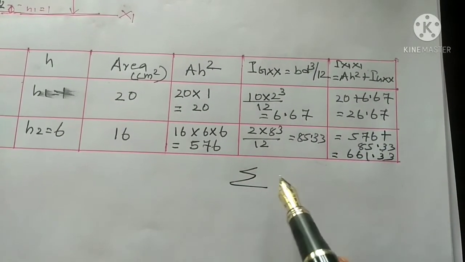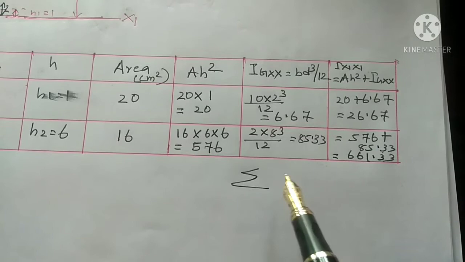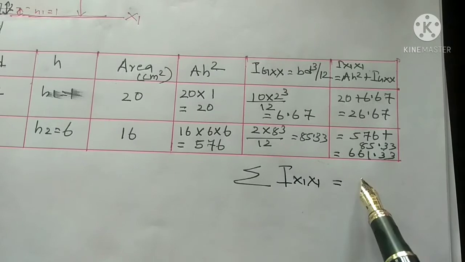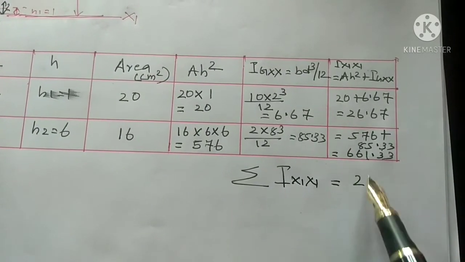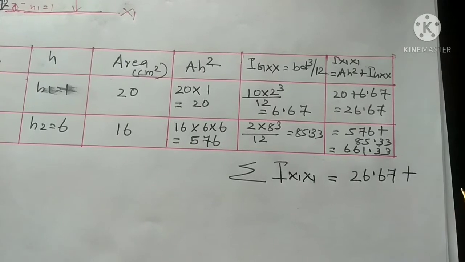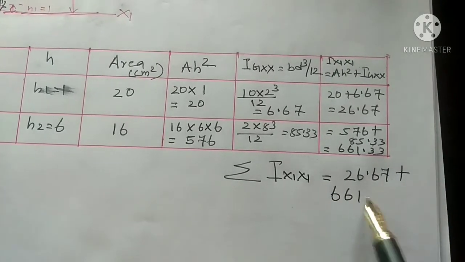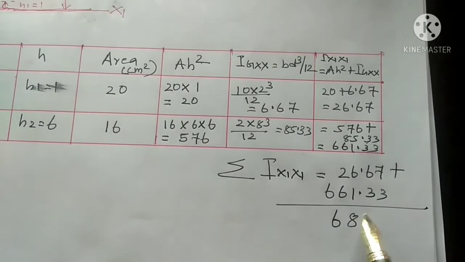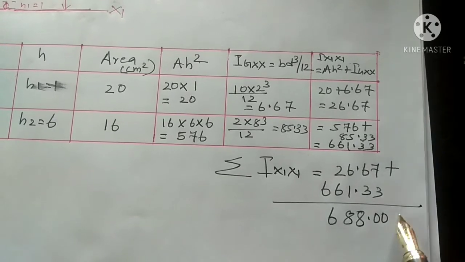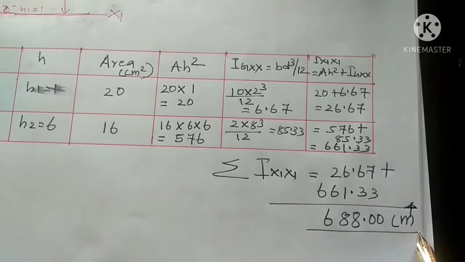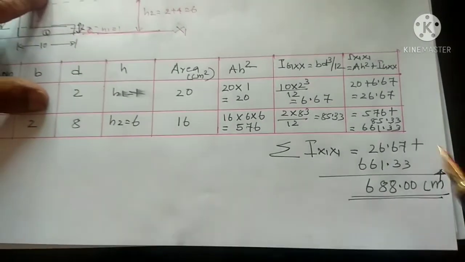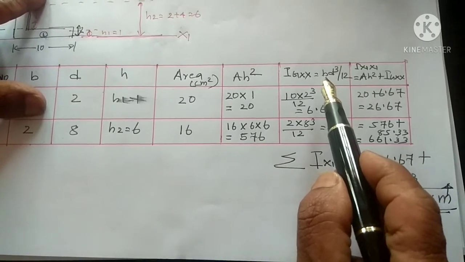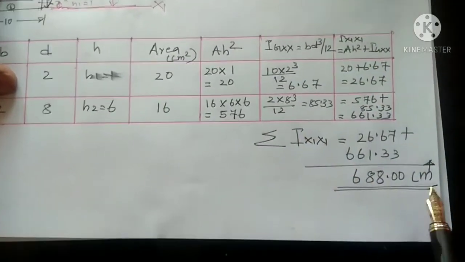Therefore, the total moment of inertia of the composite area is sigma IX1X1, which is equal to 26.67 plus 661.33. On adding, you will get 688.00, which the unit is centimeter raised to 4. Why is it centimeter raised to 4? B is centimeter, D is also centimeter, so here centimeter cube into centimeter, that is centimeter raised to 4.